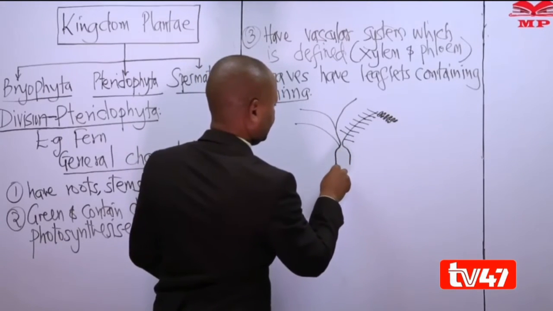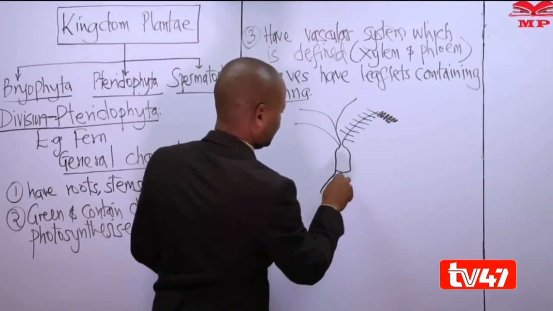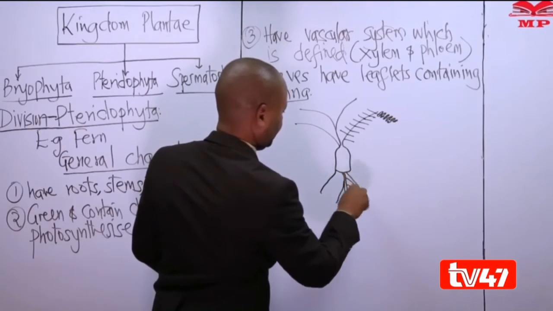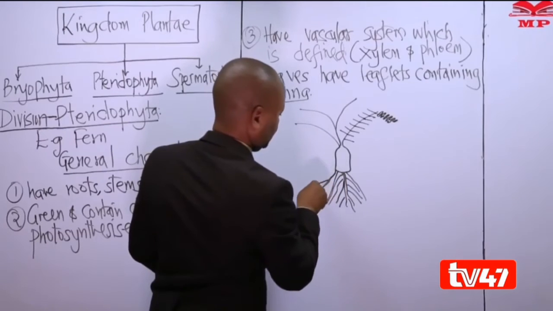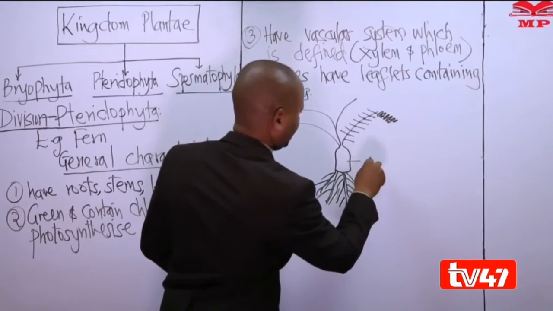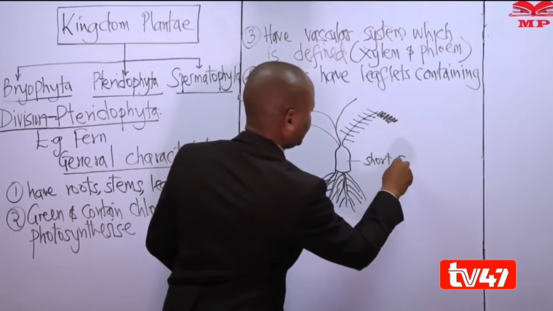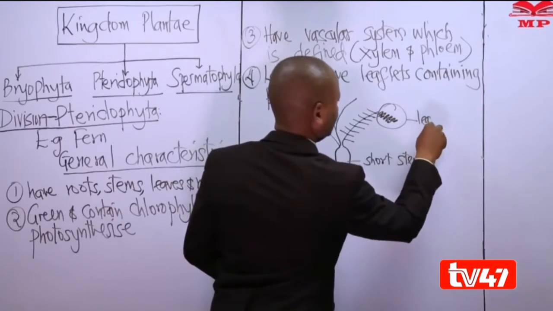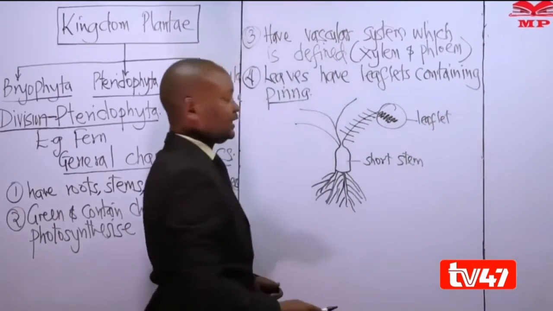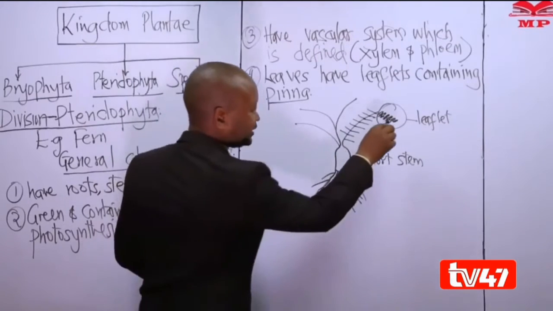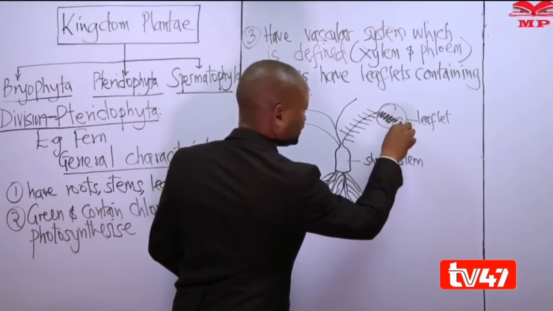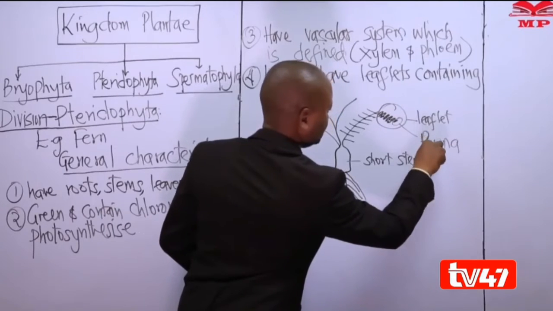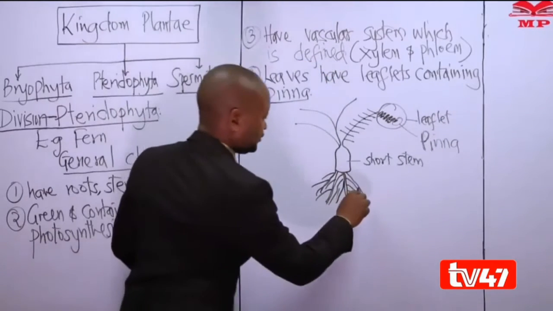normally has a thick stem, and this thick stem has roots on it that are for absorption of water. So this could be a stem. It's normally a short stem. Then this one is a leaflet, and the small bit of the leaflet, that small leaf, this is what we are calling the pinna. The pinna. Then these are the roots.